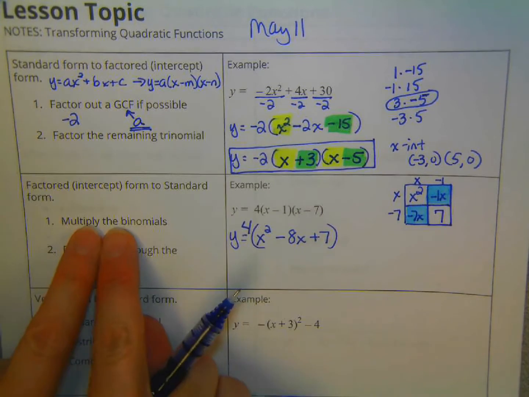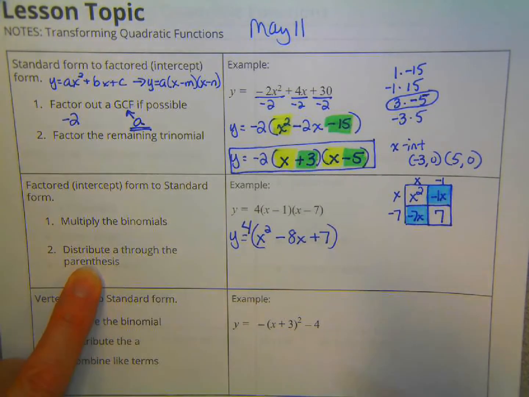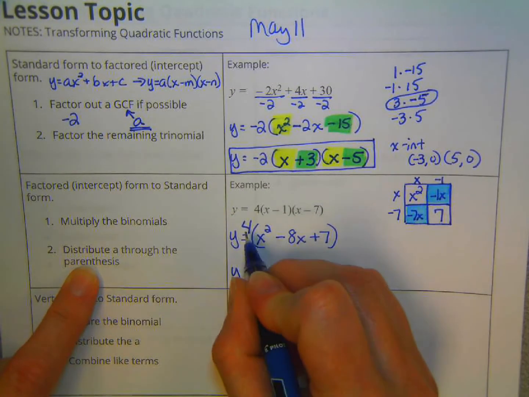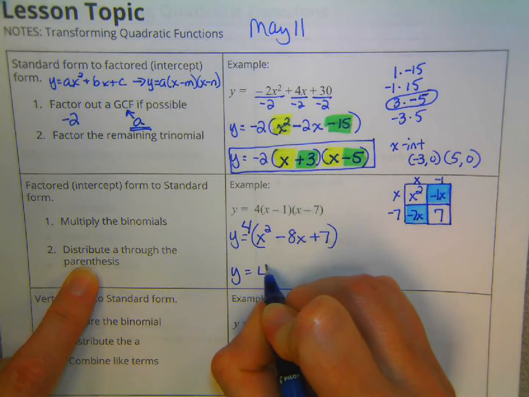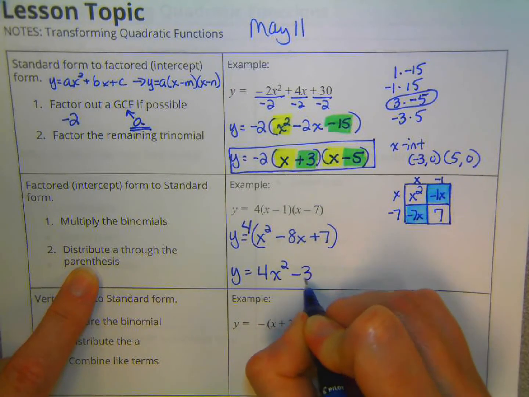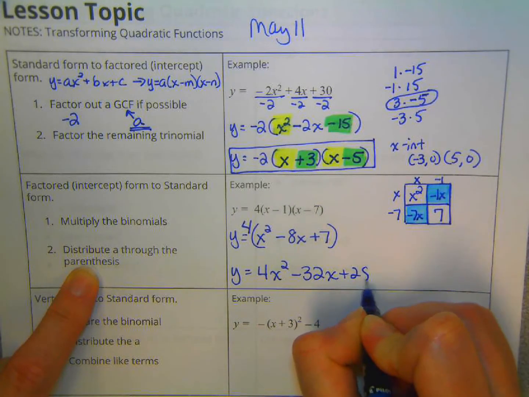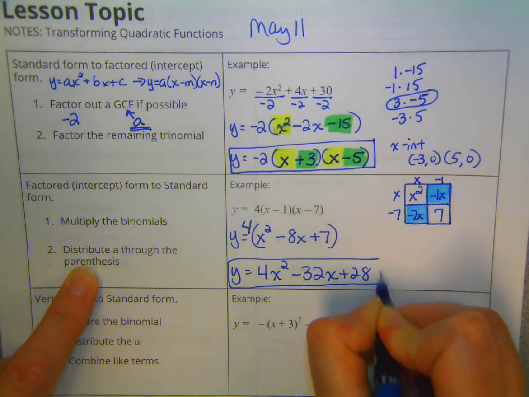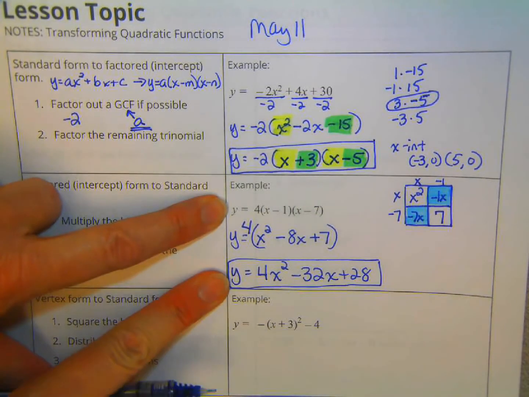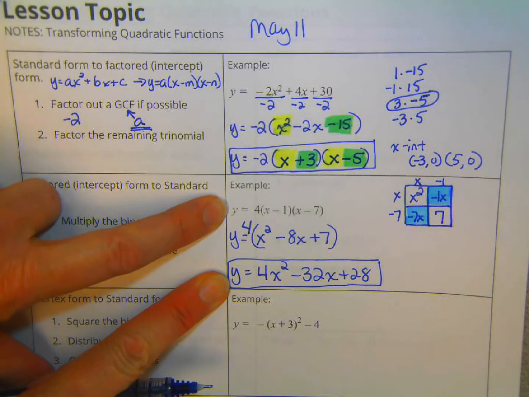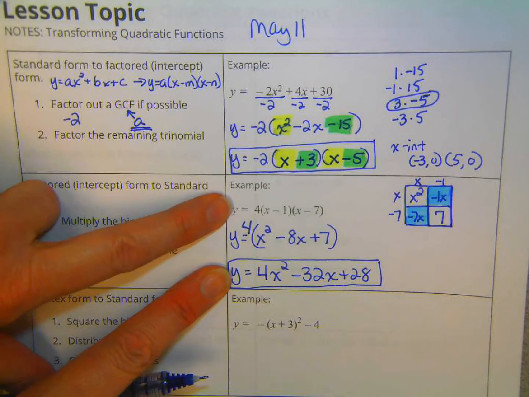After we multiply the binomials, we are going to distribute through the parentheses. So we're going to do 4 times each one of these terms: 4x squared minus 32x plus 28. We have now changed it to standard form. So if we graph this and graph that, we will see one and only one parabola because those are the same.